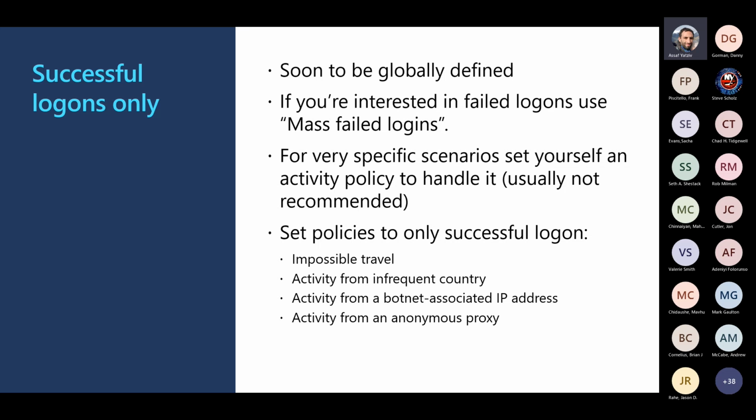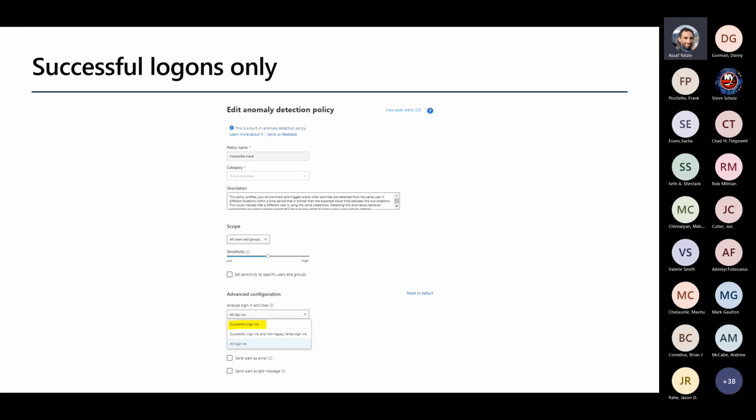These are the recommended settings. To change it, you just need to go to one or all of the policies and make sure the advanced configuration is marked to only successful sign-ins. It will make your life better and make you focus on the real interesting scenarios and not the non-interesting ones. It reduces a lot of noise. Any questions about that? Comments?